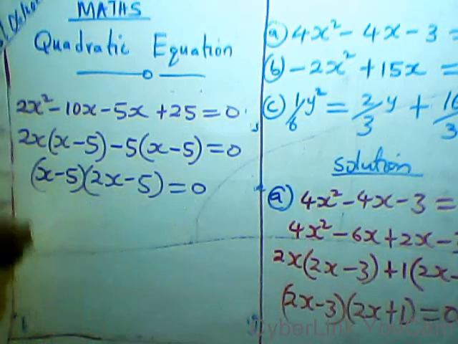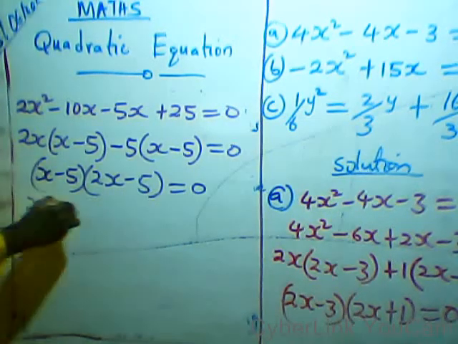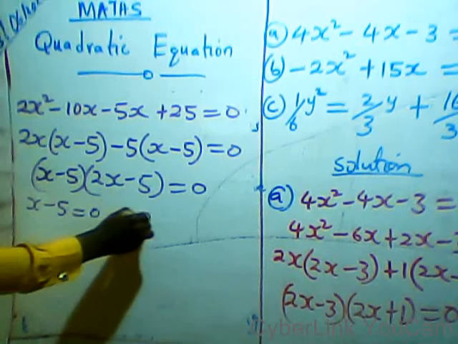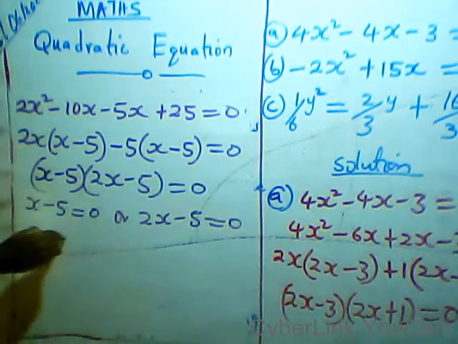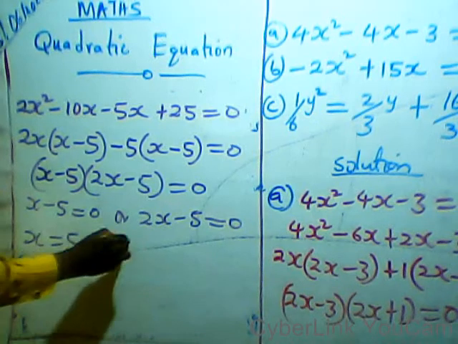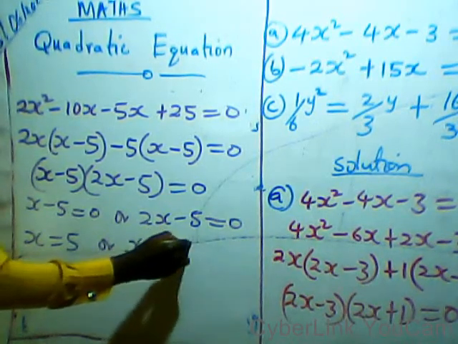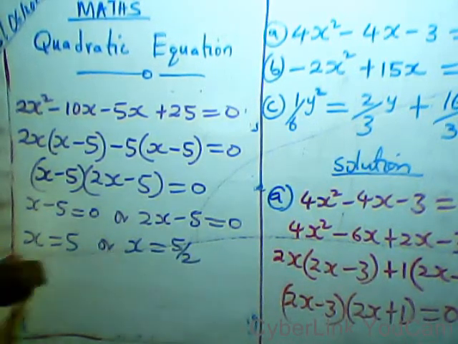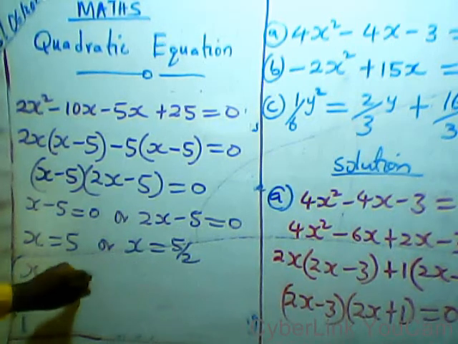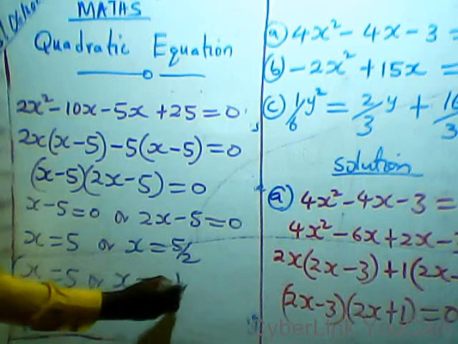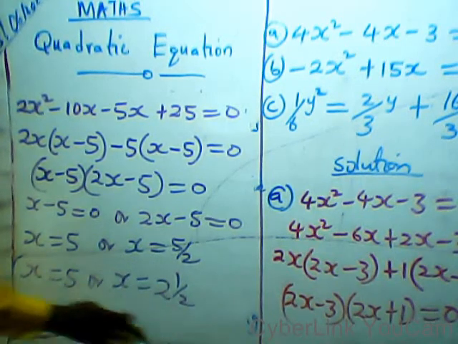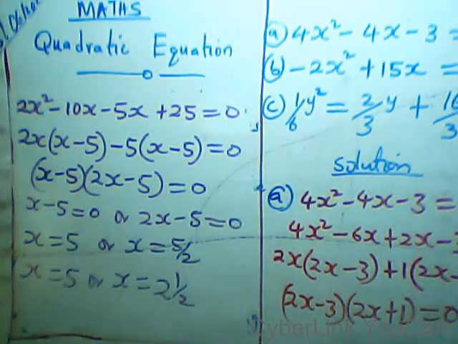That means x minus 5 is equal to 0, or 2x minus 5 is equal to 0. And that means x is equal to 5, or x is equal to 5 all over 2. And if you like, x is equal to 5, or x is equal to 5 over 2 is 2 whole number 1 over 2, or 2.5, as the case may be. So those are the values of x, the factorization method.